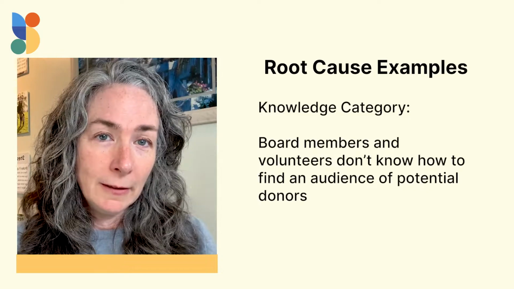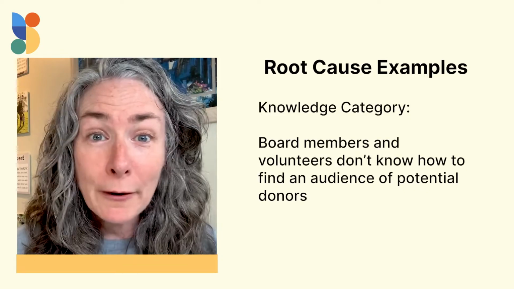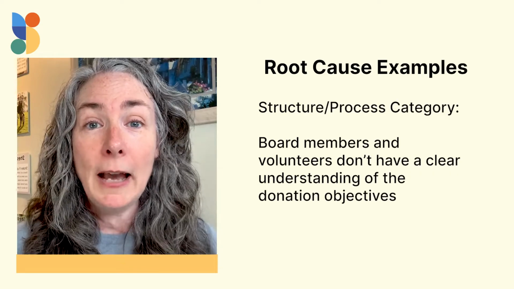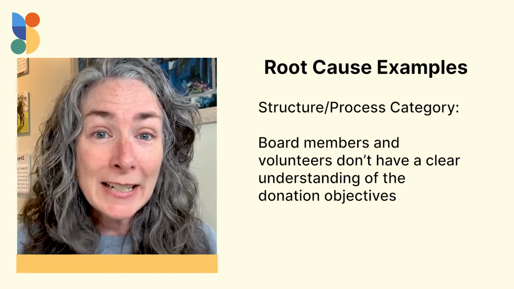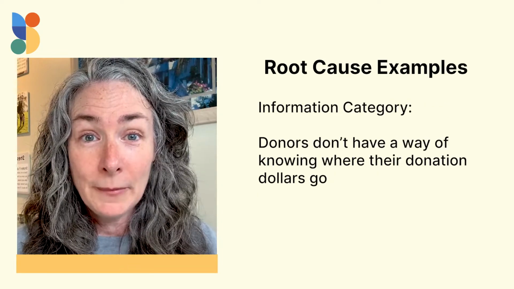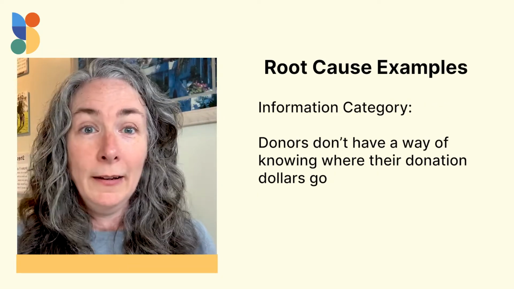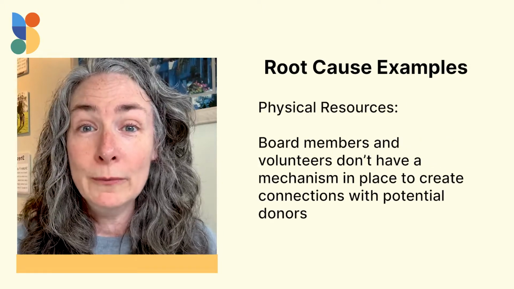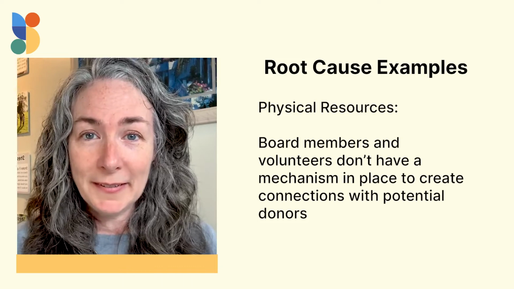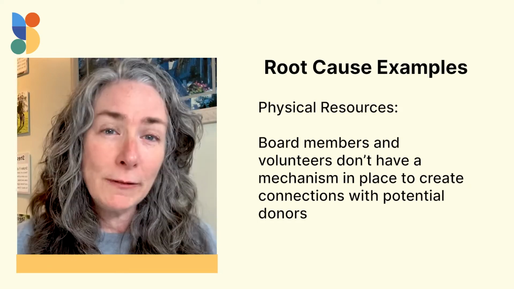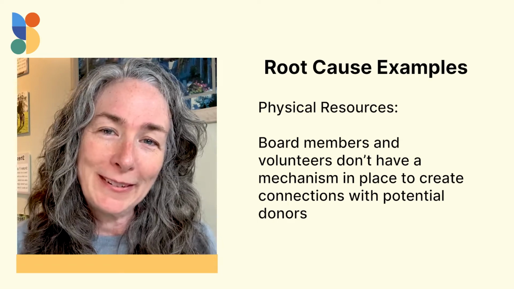Here is an example of a set of root cause findings based on these categories. Knowledge category. Board members and volunteers don't know how to find an audience of potential donors. Structure and process category. Board members and volunteers don't have a clear understanding of the donation objectives. Information category. Donors don't have a way of knowing where their donation dollars go. And finally, physical resources. Board members and volunteers don't have a mechanism in place to create connections with potential donors.